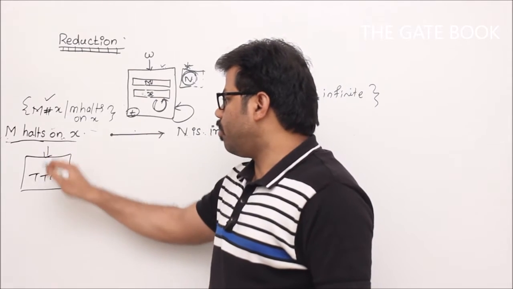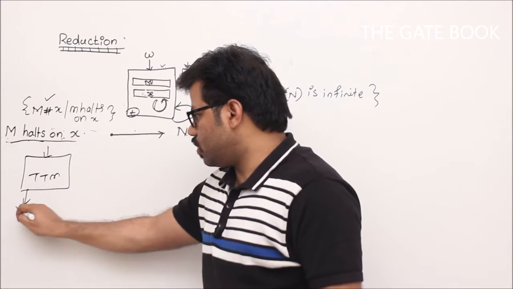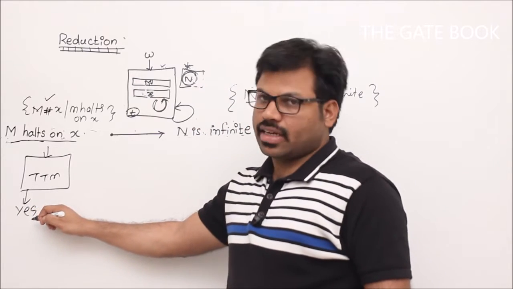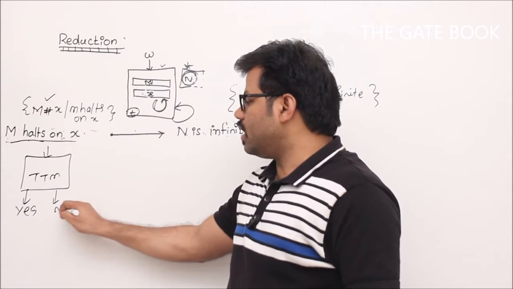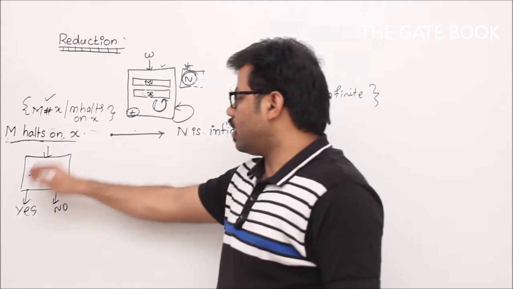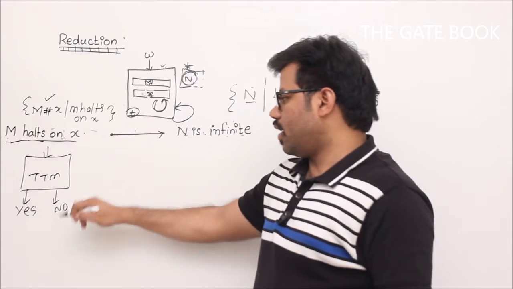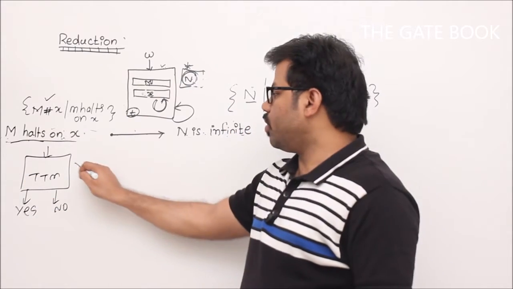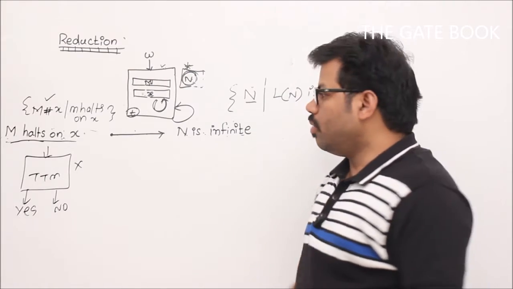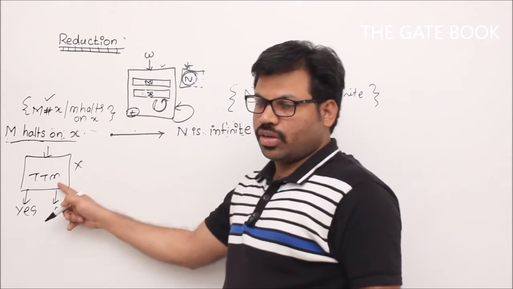So "M halts on x" has a total Turing machine. Really, then what should happen is, if M halts on x, it should say yes. Here yes and no mean accept and reject, okay? Yes and no are easier words for us. If M halts on x, it should say yes. If M does not halt on x, it should say no. Such a total Turing machine is impossible, correct?